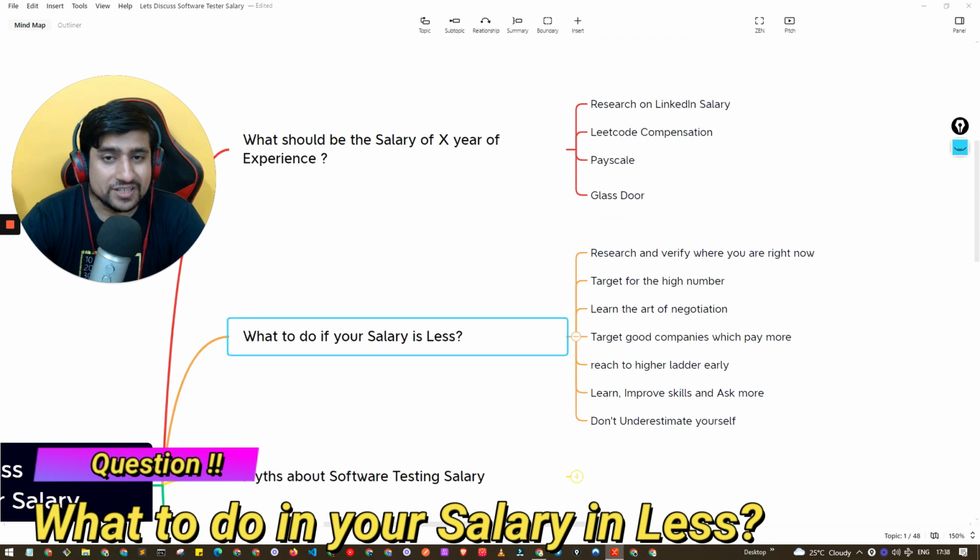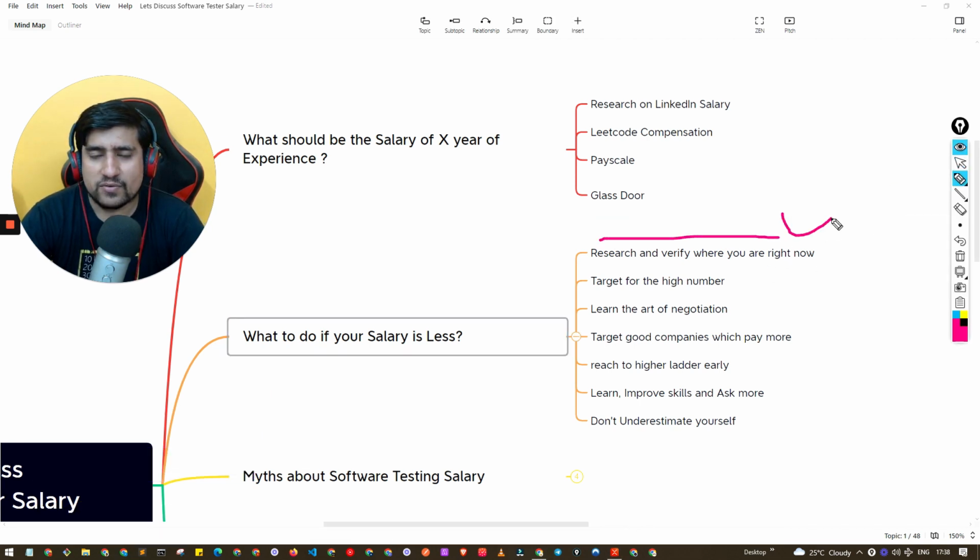What to do if you have a low salary? This is a very common question. Let's target this. What you have to do is research and verify where you are right now. This is the first step. Target the high number that I have told you. Target the upper band always. Learn the art of negotiation.